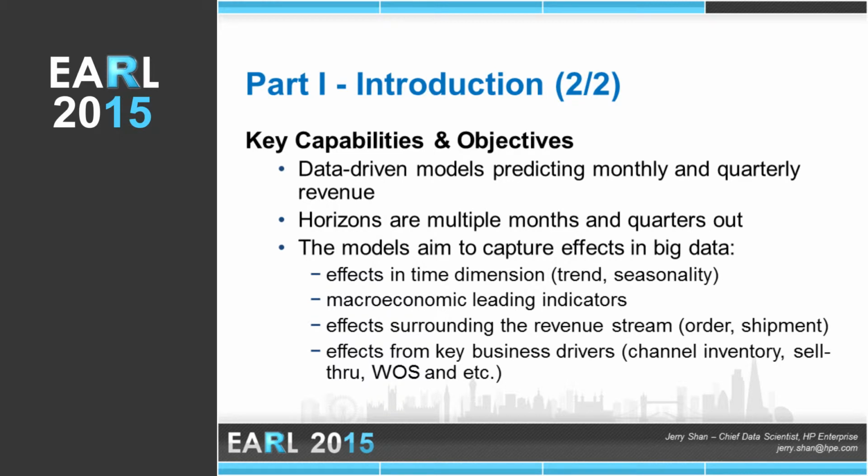And then also the effects surrounding other business drivers, such as channel inventory. You sell through Costco, Best Buy, whatever channel, so you will know what the inventory is at this stage. And then, for instance, sell-through and weeks of supply, those kinds of quantities.